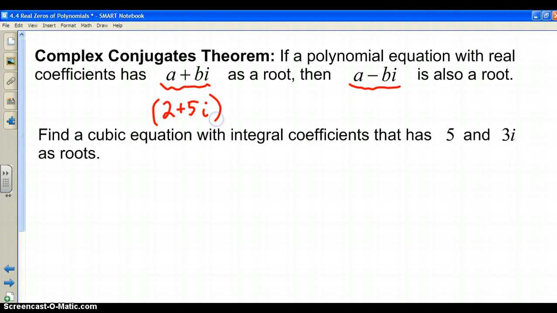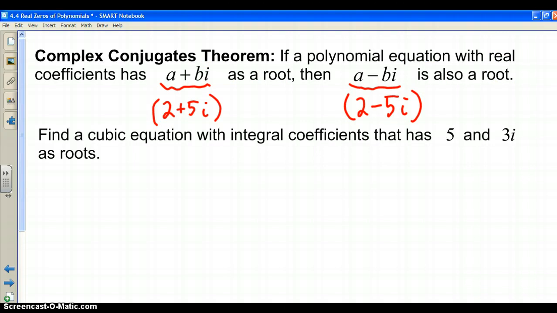If you have a root 2 plus 5i, well, that root would never be caught alone. They would always have a partner, and so their partner would be 2 minus 5i, someone who dresses like them and likes to go to different places together. So these complex or imaginary roots always come in pairs. It doesn't mean all roots come in pairs, but everything that has this imaginary part to it will always come in a pair. They always come together. The complex conjugates theorem, that's what it says.